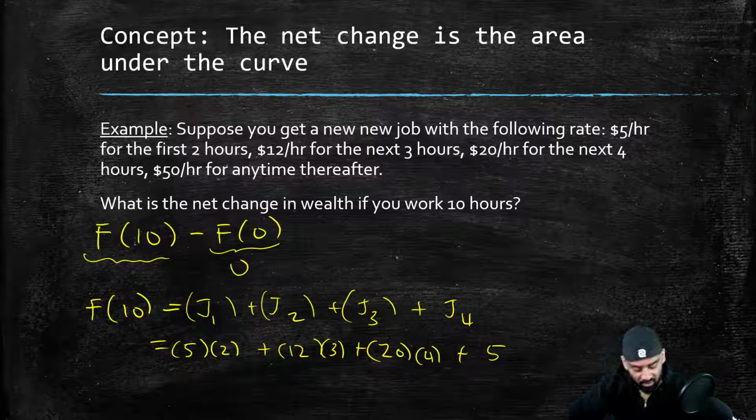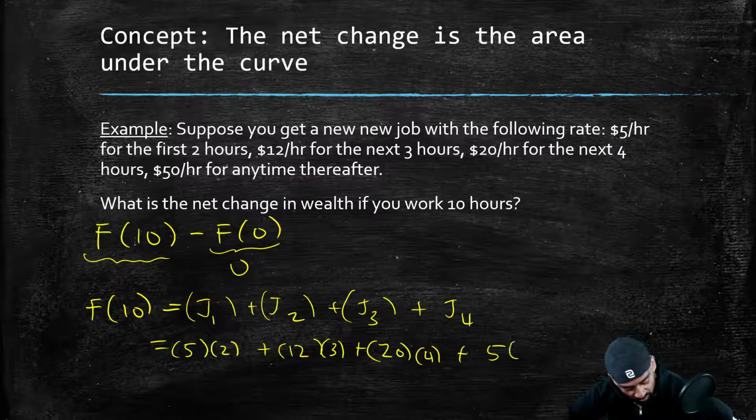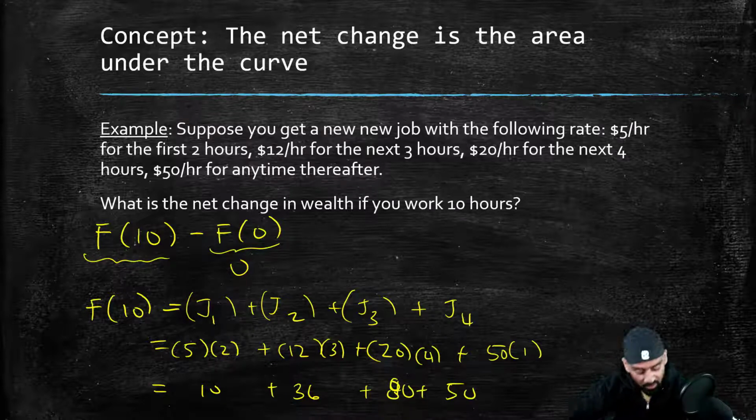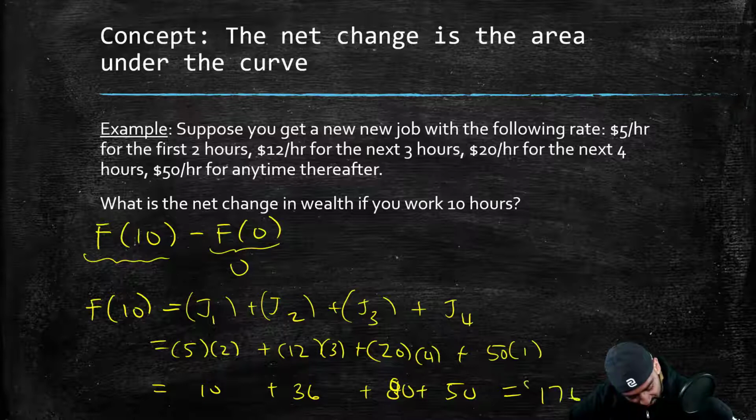But hold on a second here. How much time do you already total work? 4 and 3 more hours is 7, plus 2 more is 9, so he can only work 1 more hour. But is that $50 an hour? That's a pretty good rate of pay. It's probably worth almost this whole day. Okay, so what does this calculate out to be? Well, that's 10 plus 36 plus 80 plus 50. Okay, and if you were to add this all together, I think we end up with $176.